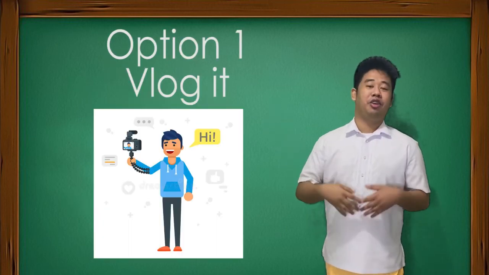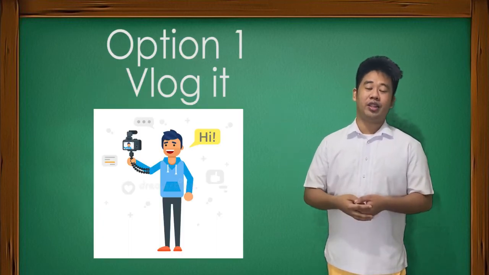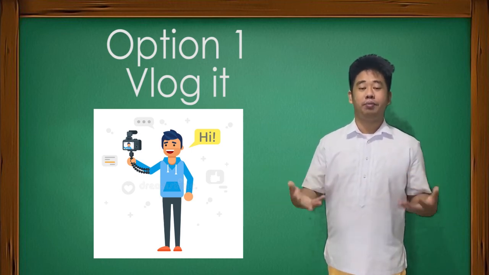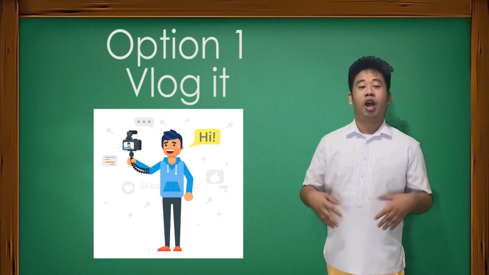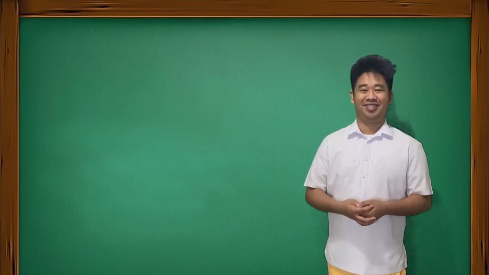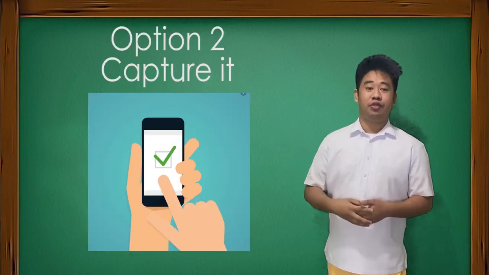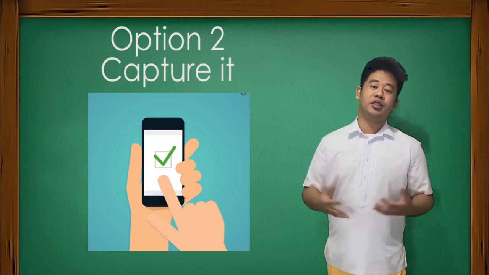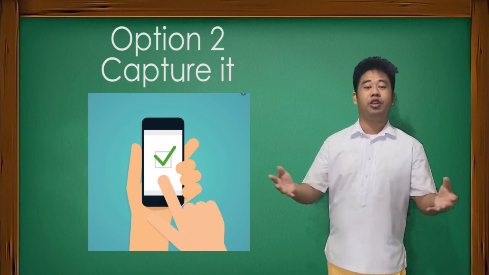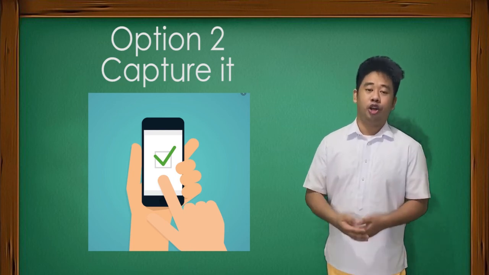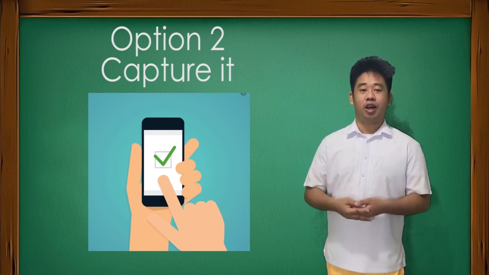Option number 1, if you have gadgets with internet access or data, you can have a simple vlog or record a video about our activity. After recording, you upload it in our FB private group. Option number 2, if you have gadgets but no internet access at home, you will just capture images of different hazards you can see inside your house. And then, there will be a presentation of output tomorrow in our sharing time.